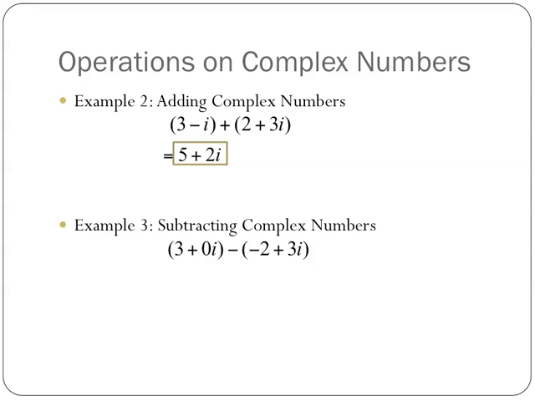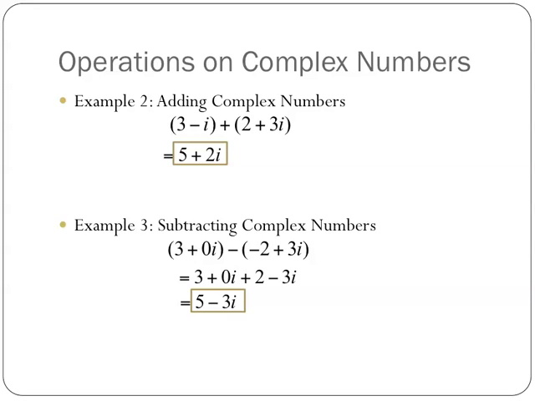So 3 plus 0i plus 2 minus 3i, and that's equal to, when you add the real parts, 3 plus 2. And then the imaginary part is 0i minus 3i. That becomes 5 minus 3i. And that's your answer.